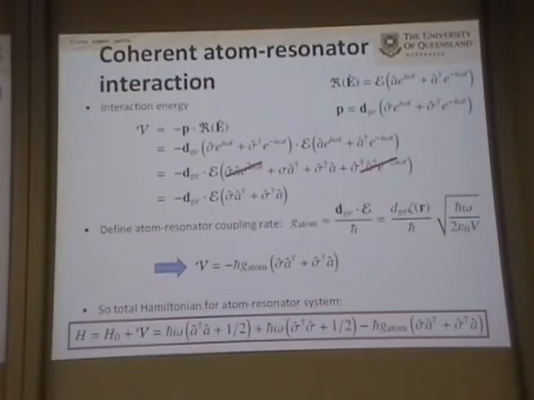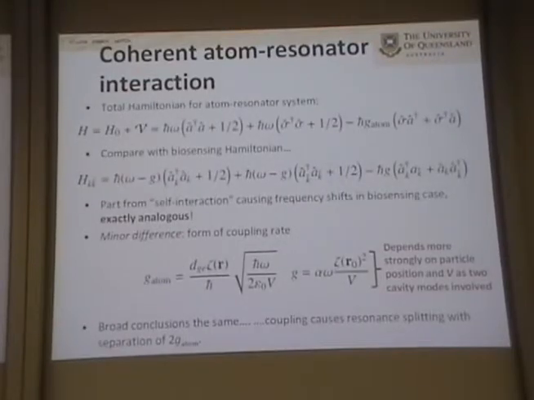So then we get a total Hamiltonian, which looks like that. It's just the atom term, and this is the cavity term. And if we compare that with the Hamiltonian I had before, it's really identical. So this is the Hamiltonian for coupling between two counterpropagating modes inside the toroid due to a dipole. And this is the Hamiltonian for coupling between an atom and a cavity. And you can see they're really identical. The only difference is, in the case where we've got the particle, you get a frequency shift on the two modes due to interaction, which you don't see in the atom resonator system. It doesn't really make a huge difference to the problem.